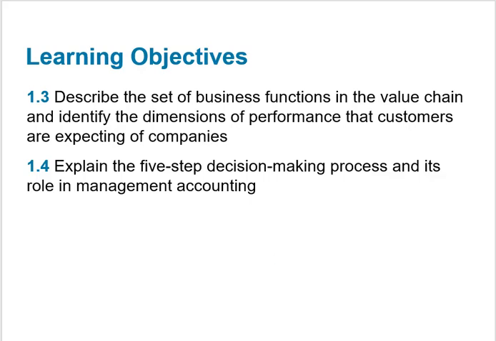Now, managers of companies large and small must understand how revenues and costs behave, or they risk losing control of the performance of the firm. So in this presentation, we're going to look at describing the functions in the value chain and identifying the dimensions of performance the customers are expecting of companies. And remember, the reason why this is important to you is because you are the management accountant, and you can think of yourself as the financial support for the company, on the inside. And we'll also explain the 5-step decision-making process and its role in management accounting.